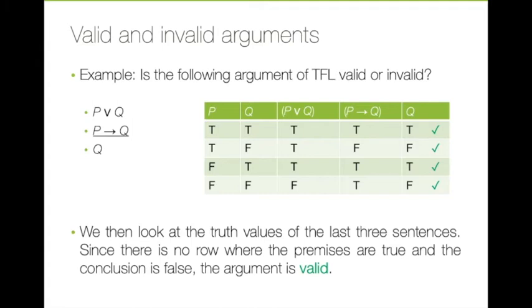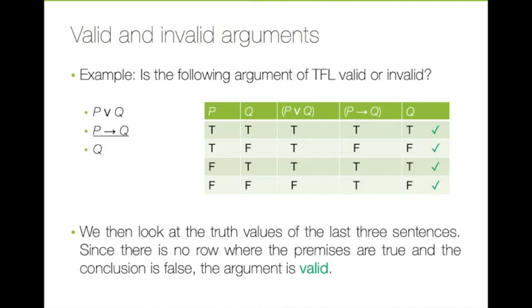To do that, we need to look row by row at the truth value of the sentences in those last three columns, the premises and the conclusion, because those are the ones that make up the argument. In the first row, the conclusion is true, and so are both of the premises. So that passes our test for entailment, and we mark it with a check.